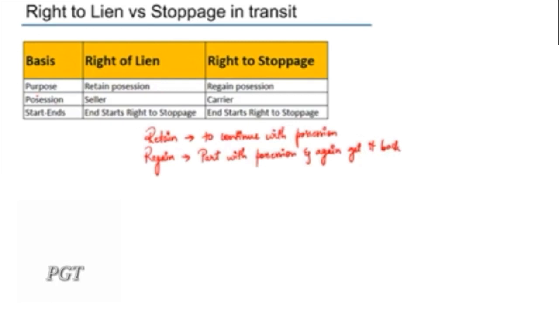The next is possession. When right to lien is exercised, the seller is in the possession of the goods. But when right to stoppage in transit is exercised, the carrier is in possession of the goods. This is very simple to understand. Next, when does it start and when does it end? The right to lien is always with the seller, but it ends when the right to stoppage in transit starts. And the right to stoppage starts when the right to lien ends.